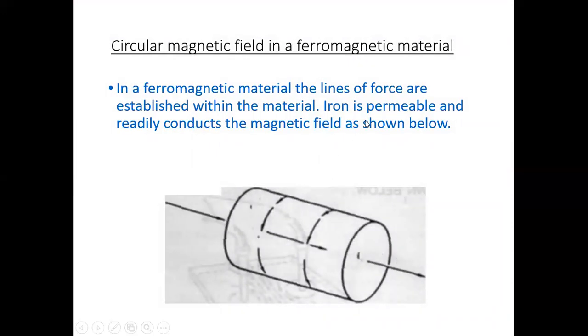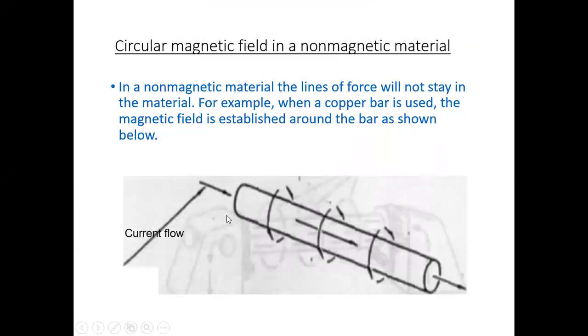Now in ferromagnetic metal, lines of force are established within the material. Iron is permeable and readily conducts the magnetic field as shown below. This is a magnetic conductor, that's why the lines of force are within the conductor, because if it is ferromagnetic material and you apply current, the circular magnetic field will stay within the magnet. But in the first case, you see, this is non-magnetic material and you are sending current. In the case of non-magnetic material, the lines of force will not stay in the conductor, so they will come out.